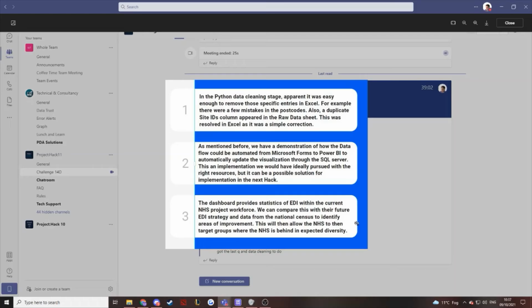For the final question regarding identifying specific demographics to target, the dashboard we've produced provides statistics for EDI within the current NHS project workforce. We can compare this with their future EDI strategy and data from the national census to identify areas of improvement. This will then allow the NHS to target groups where the NHS is behind in expected diversity.